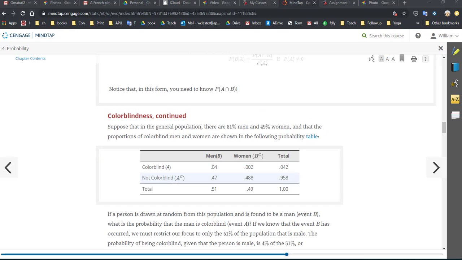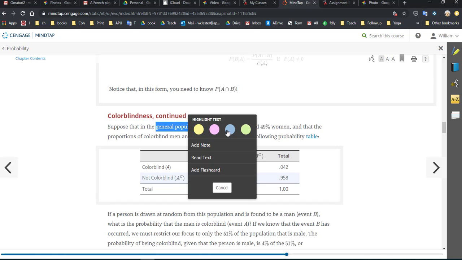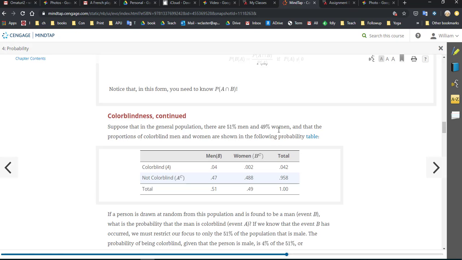Okay, let's continue with this colorblindness example. So they say, suppose that in the general population, 51% of men are colorblind and 49% of women are colorblind, and that the proportion of colorblind men and women are shown in the following probability table. Oh, I'm sorry, I read this wrong, didn't I? I just skipped through this too quickly. It says the population is 51% for men and 49% for women.